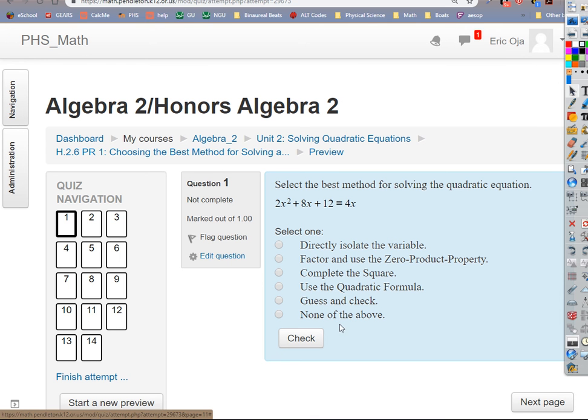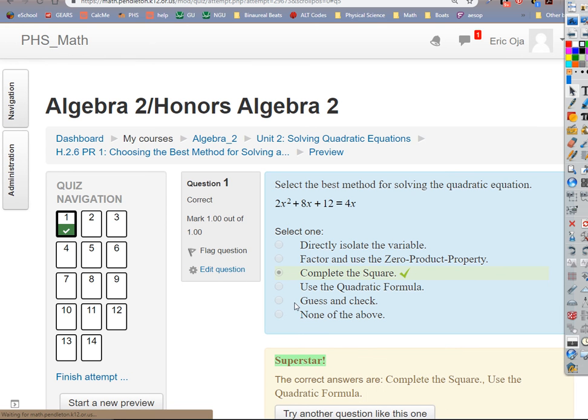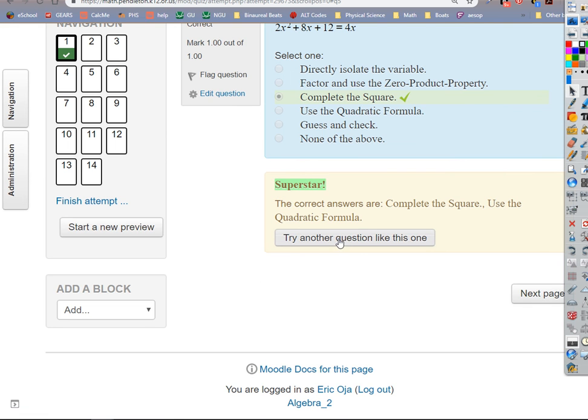So what would be a good one to pick? Complete the square. Okay, so if I pick complete the square, it tells me great job. What if I pick something different? Let's try another one.